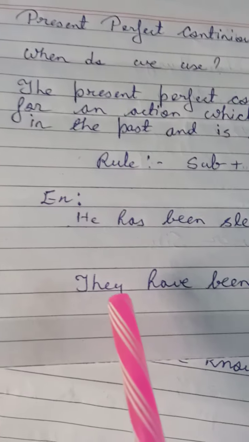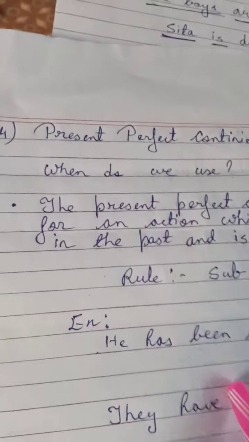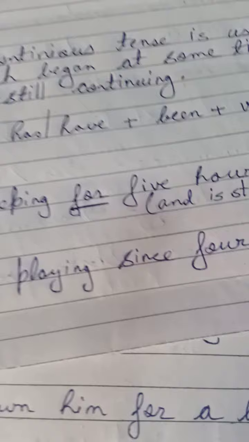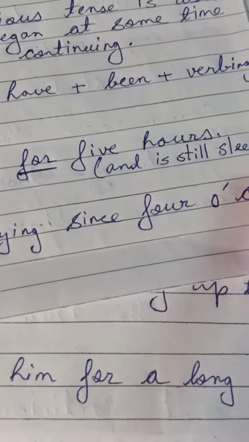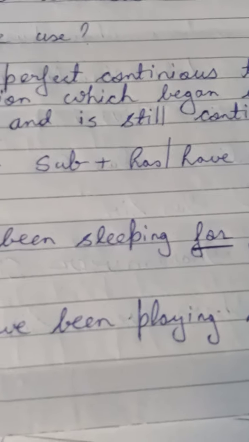Look at the second example. They have been playing since 4 o'clock. It means from 4 o'clock, for example, now it is 8 o'clock. From 4 o'clock they have been playing. These types of sentences are present perfect continuous tense. Look here, you can also understand the difference between for and since. For means for 5 hours; for that we use for. Since is used when a time is given, since 4 o'clock. Now we have also understood the difference between for and since.